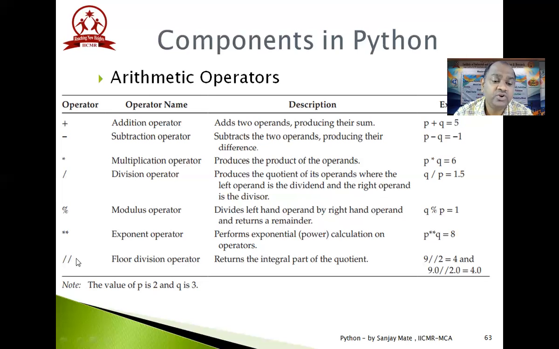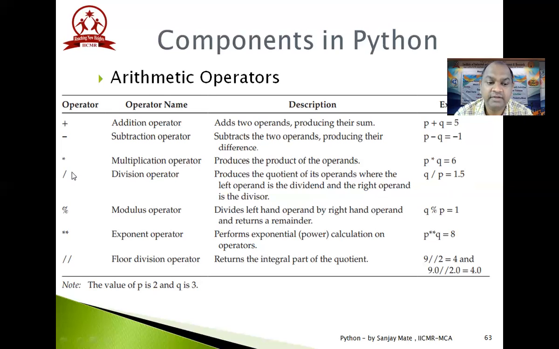This is one more additional operator, which is generally not in C or C++, but is in Java: the double slash. This is called the floor division operator. It will return the closest integral part of any division. Generally, the division operator will return a float value. See here, for example, the value of P is 2 and the value of Q is 3. If I write Q divided by P, that is 3 divided by 2, it comes to 1.5.